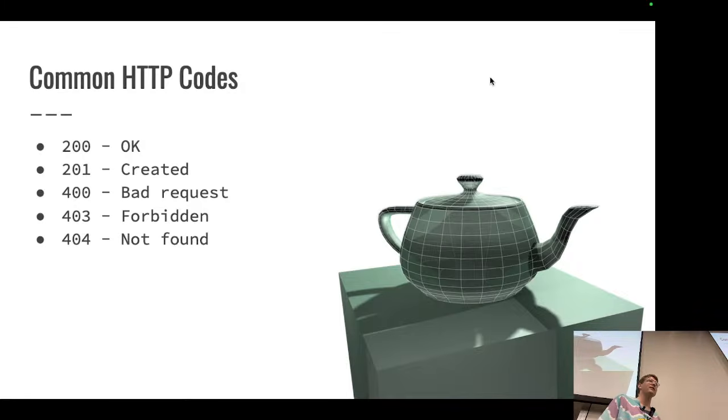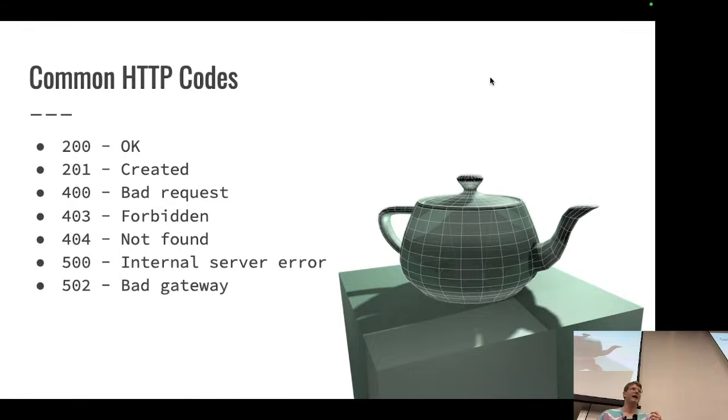404 not found is when things just don't exist. And again, sometimes it's not good for people to know that something doesn't exist. And so they'll just send back a 400 to hide this. 500 is an internal server error, so something's just generally gone wrong, and 502 is a bad gateway. I can't remember what bad gateway stands for right now.